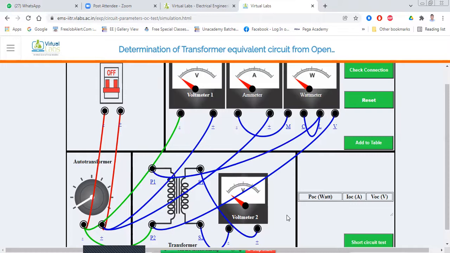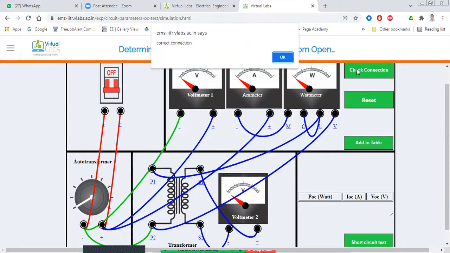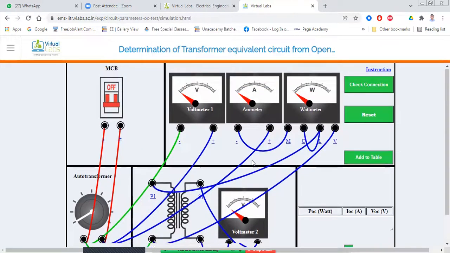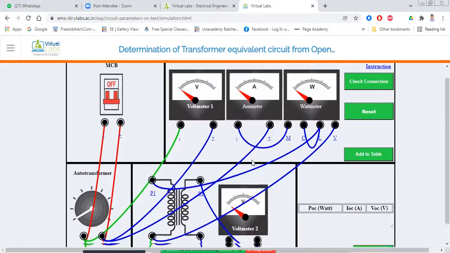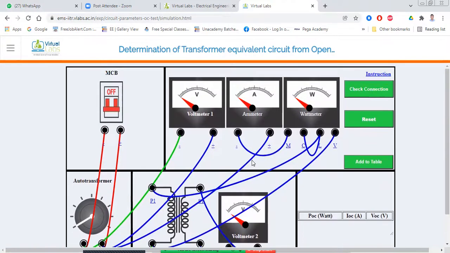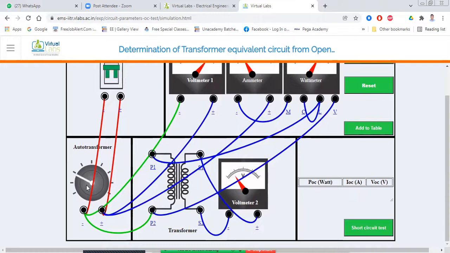Our circuit is completed. Now we have to check if the circuit is right or wrong. Yes, our circuit is completed and it is right. Our circuit is completed for the open circuit test of the transformer. Now we give supply to this panel. We must switch on the LCD, and first set the auto transformer.